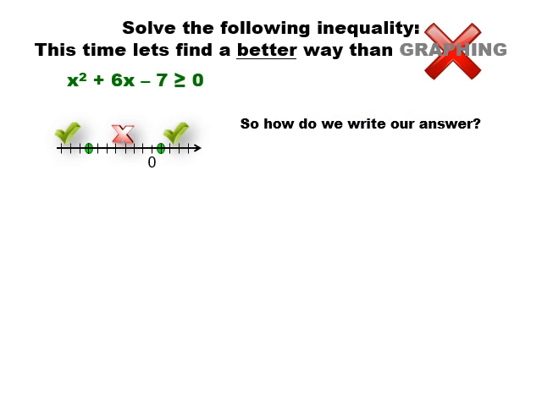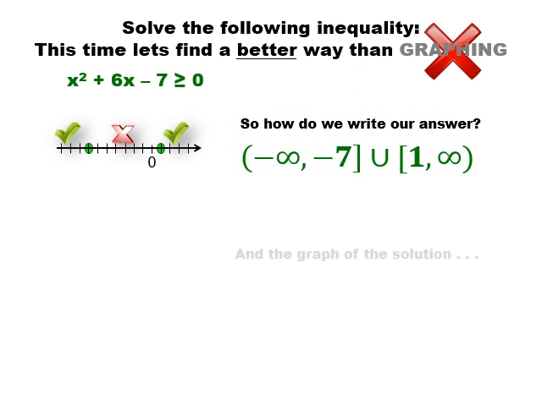So how do we write our answer, and how do we graph our answer? Nowadays I'm using rectangular brackets or parentheses. Here I'm using the closed circle, which is fine. You can still use a closed circle. So it's -infinity up to and including -7, or starting at +1, inclusive of +1, up to infinity.